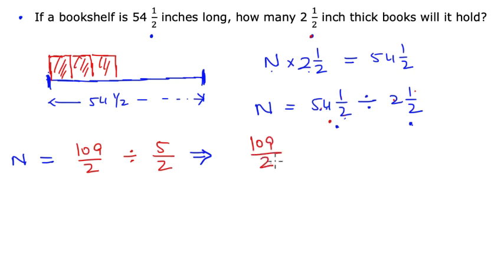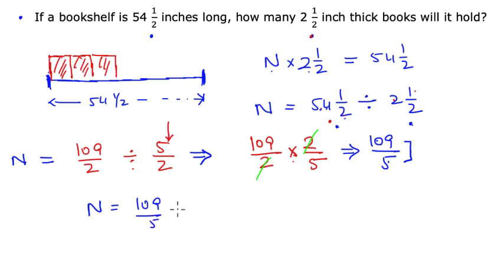I write 109 over 2 as it is. The division sign becomes a multiplication sign, and the fraction which is the divisor gets inverted, and then it becomes 2 over 5. Now you can cancel out the 2 in the denominator with the 2 in the numerator, and this gives you 109 over 5. Now let us convert this improper form into its equivalent mixed form. So n is equal to 109 over 5, and it can be stated as 21 and 4/5. That means 21 and 4/5 is the number of books I can put on this bookshelf, right?